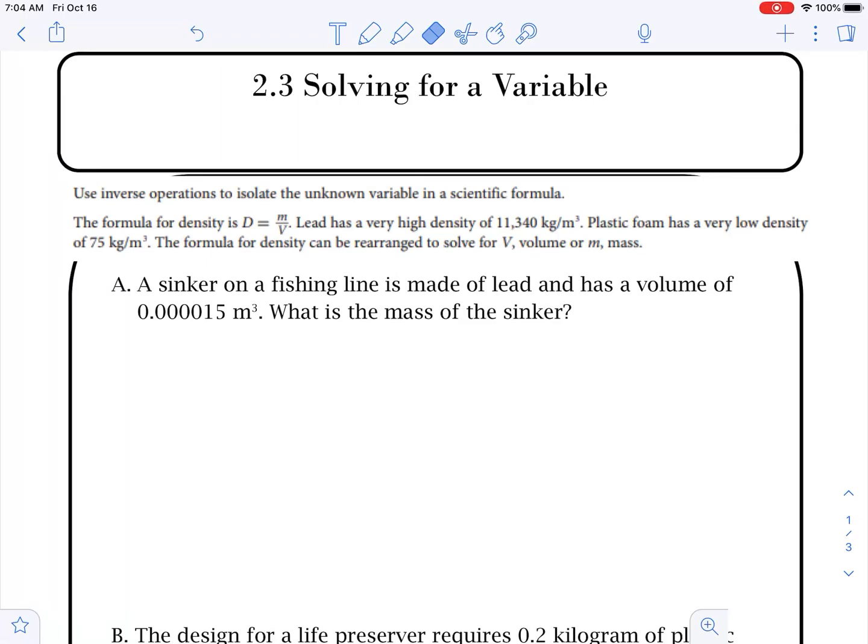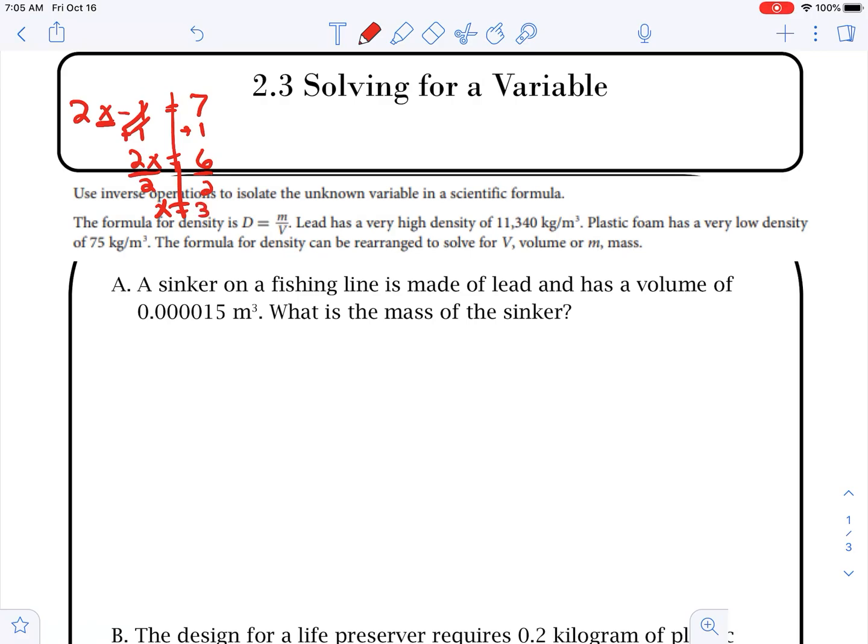Hello students, we're going to go over 2.3 today, solving for a variable. Just like we have been solving equations such as 2x minus 1 equals 7, we drew our line and wanted to isolate x, to get x by itself. So we added 1 on either side, it cancels off, and you have 2x equals 6. And then we divide by 2.